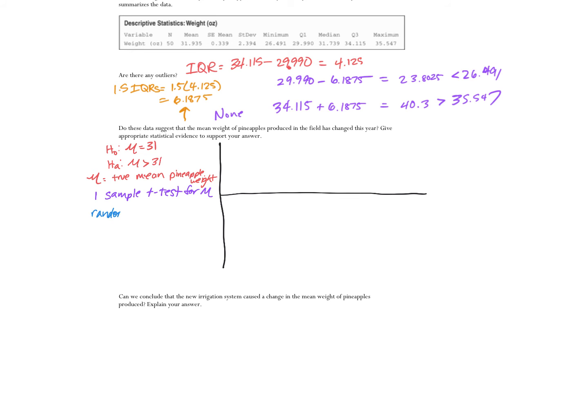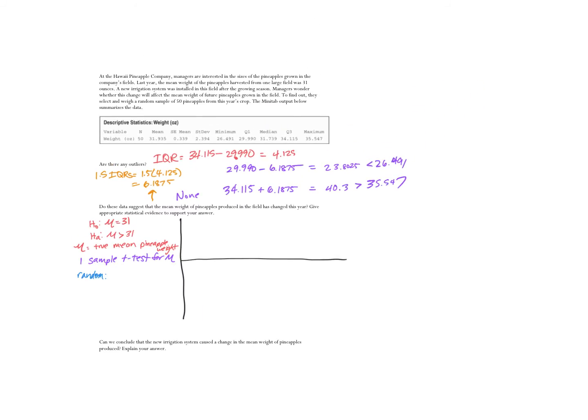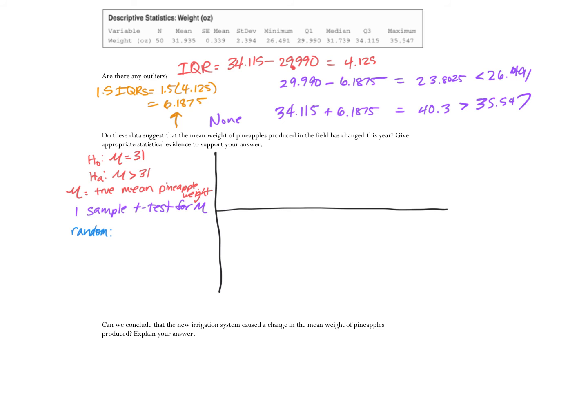And then we can do the random. Hey guys, I think I said the word random sample up there, didn't I? Yes. Normal. My sample size is 50, which is greater than or equal to 30. Perfect. Independent. 50 is less than 10%. Let's hope a farm is coming up with more than 500, right? So 50 is less than 10% of pineapples from that year.